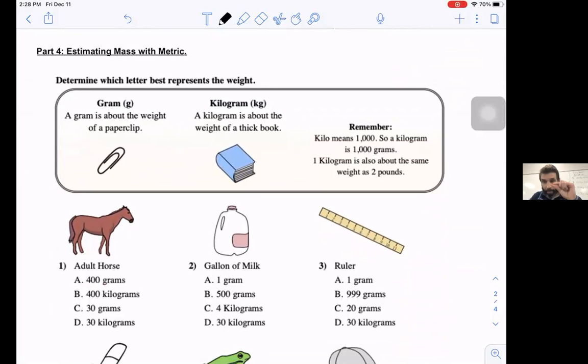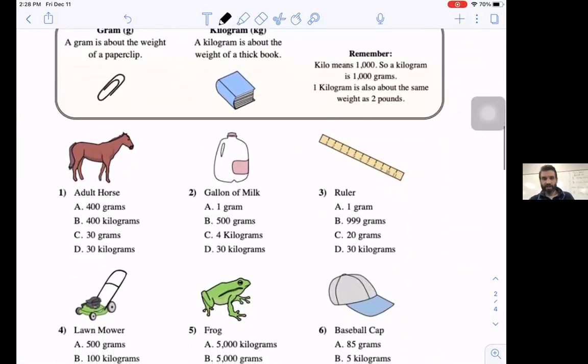So one paper clip weighs about a gram, and your typical textbook, which we don't use too often anymore, is about a kilogram. So now we get to try to guess, and this is going to be on the test, so try to get good at estimating weights. A horse weighs about 1,000 pounds. So a horse weighs more than 400 paper clips. It certainly weighs more than 30 paper clips.